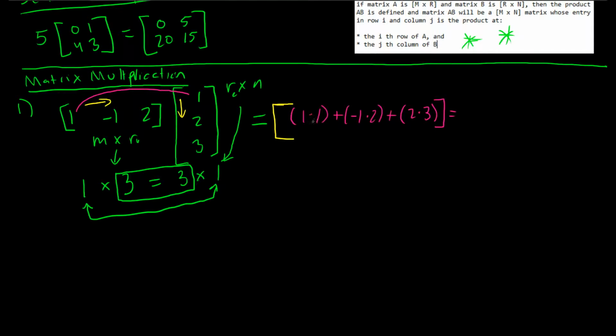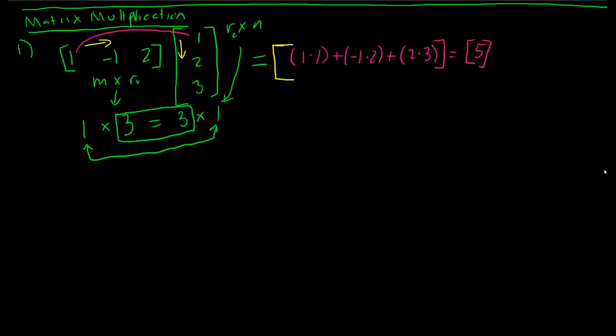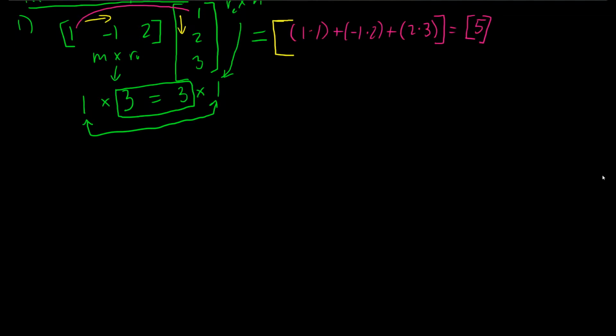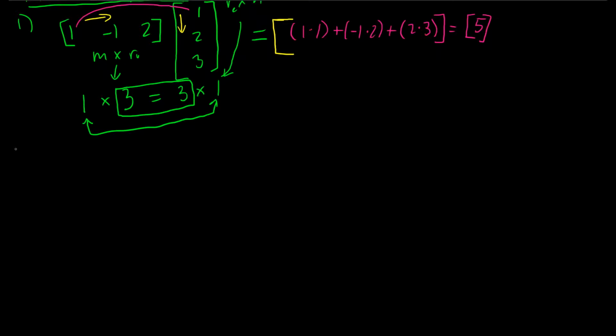And this is going to be equal to, well, 1 times 1 is 1, plus negative 1 times 2 is negative 2, so 1 plus negative 2 is negative 1, plus 6, so negative 1 plus 6 is 5. So 5 is going to be the only value in our 1 by 1 matrix. That's pretty simple, right? Well, let's scale it up a little bit. So we're going to try and remember that rule for now because it's actually going to be important right here.